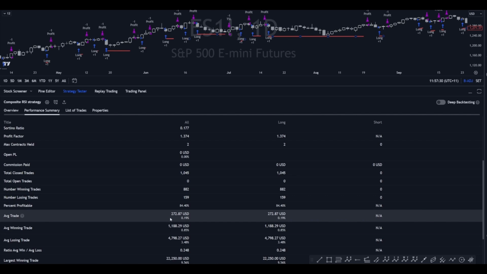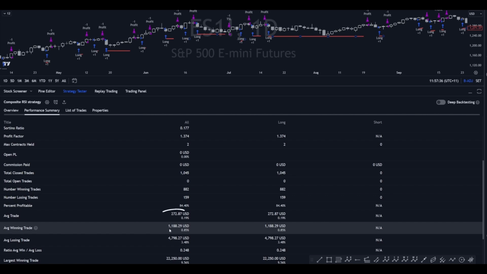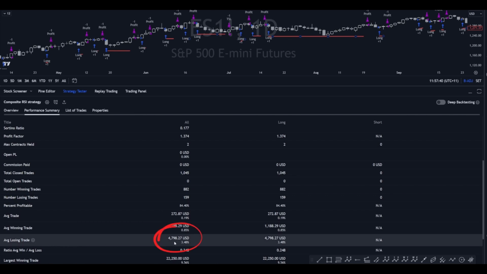So we can see here that the average trade is about $272 US. Now the average winning trade is a little bit under $1,200 US, but the average losing trade is a little bit under $5,000. So that is quite big losses when we compare to the winnings. So that is something that you have to take into account, and something you'll have to decide if that's the sort of thing that you are prepared to live with.